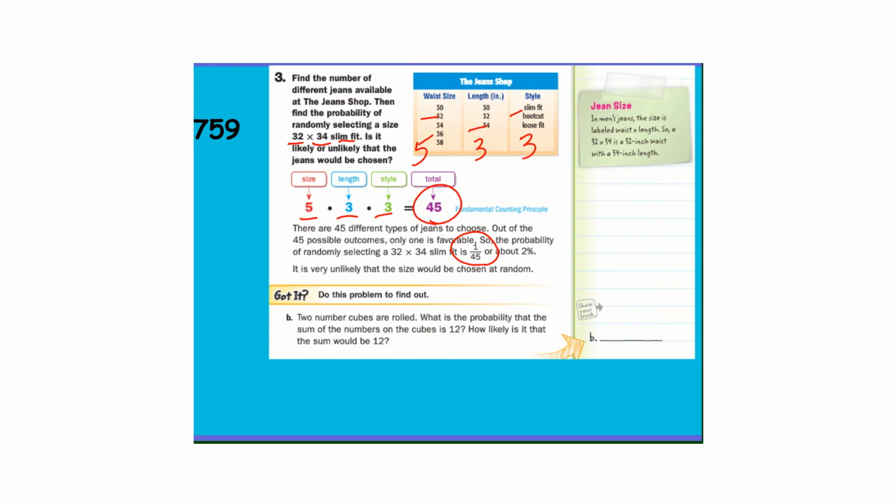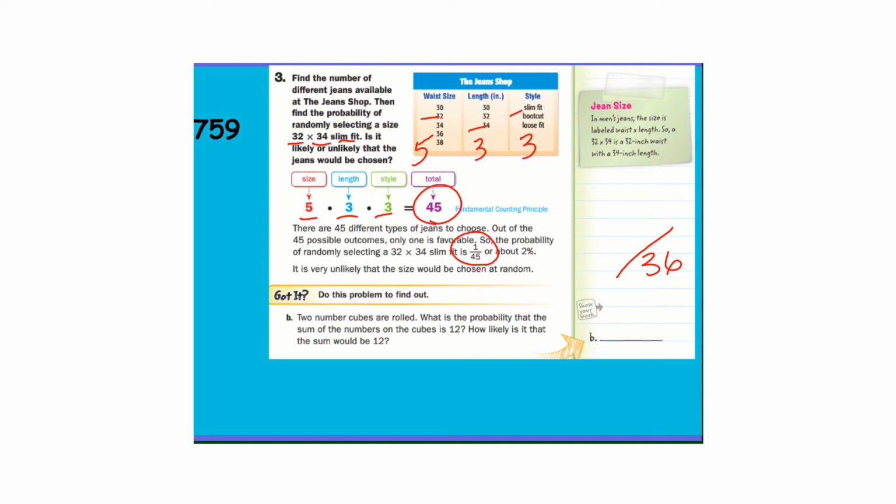Okay, you have 2 number cubes. What is the probability that the sum of the numbers on the cubes is 12? So remember, we have 2 cubes. There's 36 different ways to roll them. That was from about 2 lessons ago.